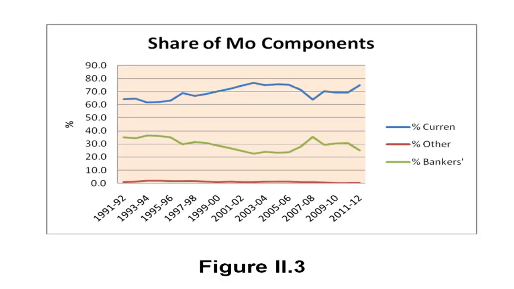Next is share of M naught components. M naught mein 3 hai: other deposits, bankers deposits with RBI, and currency in circulation. Kaun sa jyada hai? Currency in circulation. You can see last few years currency in circulation is about 70%, thoda kabhi niche kabhi upar, about 70%. That means 30% hai bankers deposits, because other deposits are very little.